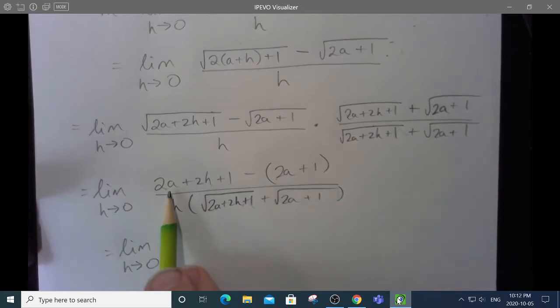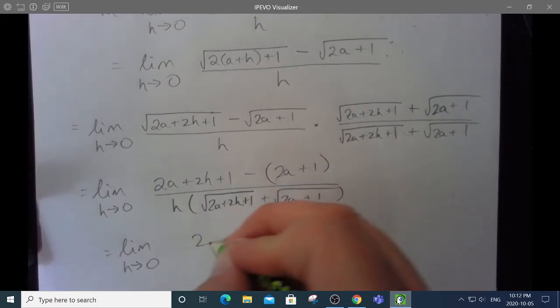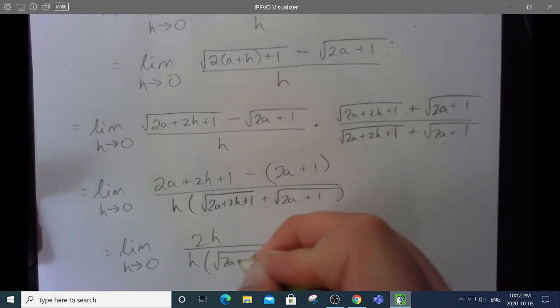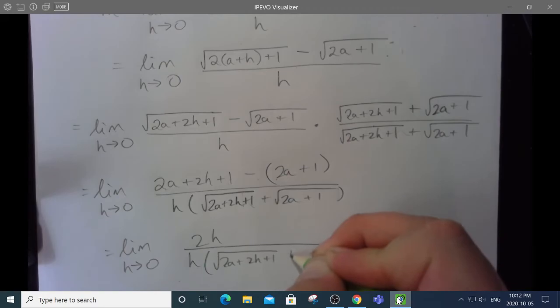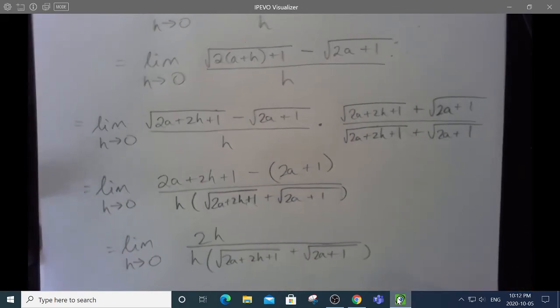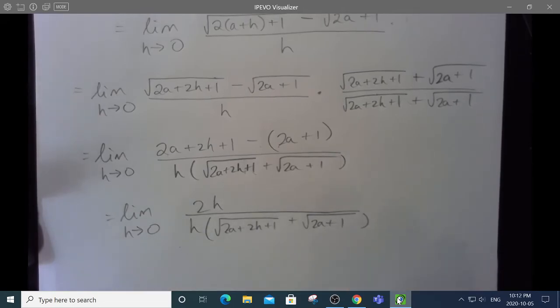So the numerator ends up again being 2a cancels, the 1's cancel. I am left with 2h over h times this monster thing, 2a plus 2h plus 1 plus the square root of 2a plus 1. And as ugly as this thing on the bottom looks, it has something going for it. When I plug 0 in, I don't get a 0 once those h's cancel.